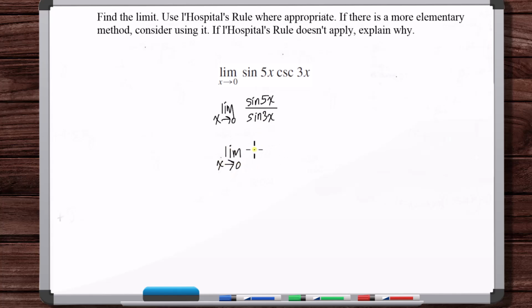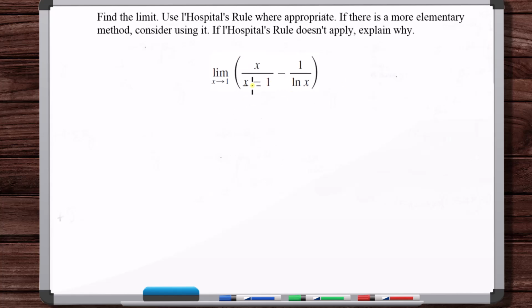All right, so derivative of the top is 5 cosine of 5x. Derivative of the bottom is 3 cosine of 3x. Okay, now you plug in 0. Cosine of 0 is 1. So this limit is 5 divided by 3.